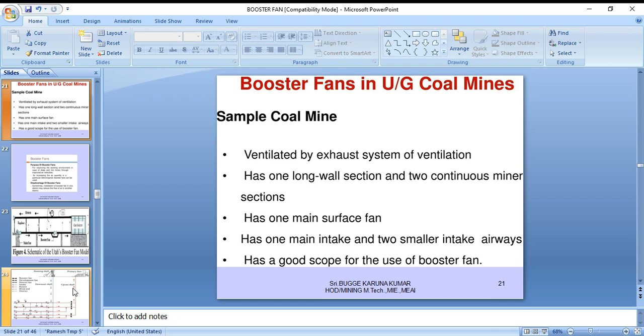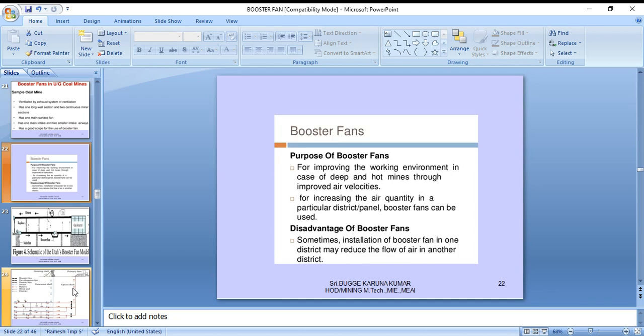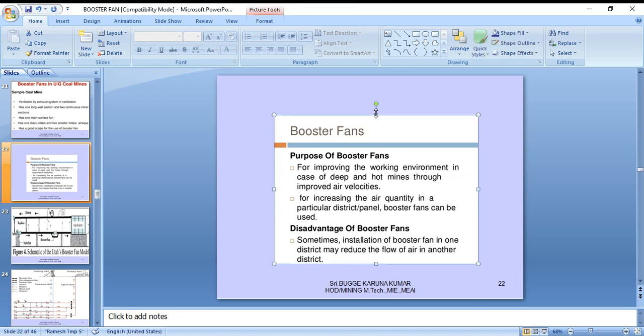So the sample coal mine can be ventilated by an exhaust system of ventilation, with one longwall section and two continuous miner sections. One main surface fan can be sufficient, and one main intake and two smaller intake airways give a good scope for the use of booster fans. So this is the main advantage. Now this is a booster fan. Further details are given here.